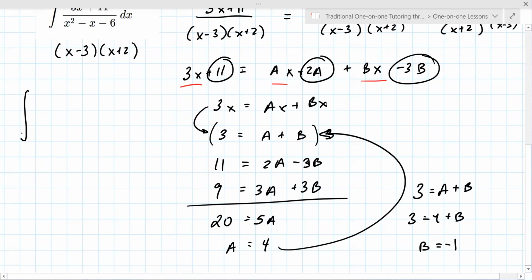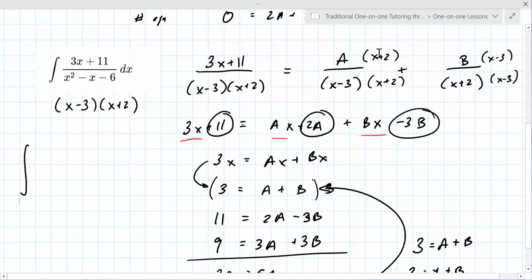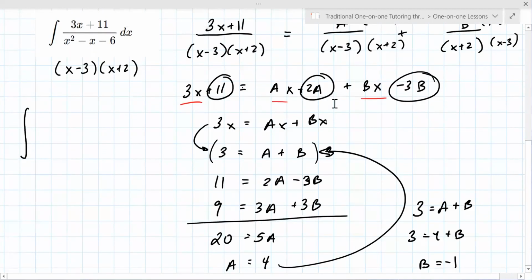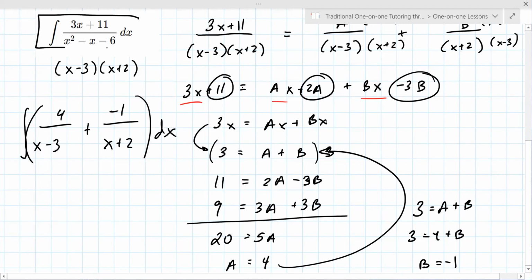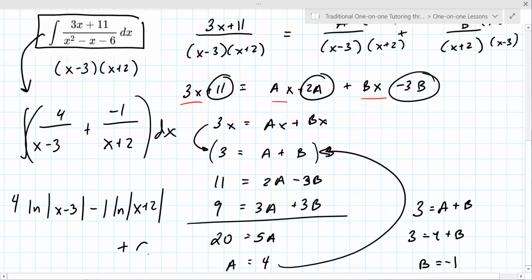So the integral itself, though, you transform the entire integral back to this a, which is 4 over x minus 3, plus, and then your b is -1 over x plus 2. So just to be clear, this boxed thing is transformed into this. The calculus is very easy in this because these are almost always natural log absolute values. And then you bring that coefficient out in front. And then plus c. So I would say the bulk of the work is over here on the right, to find these a and b's.